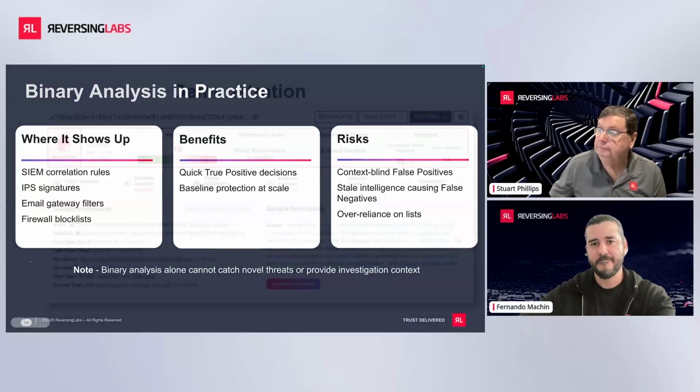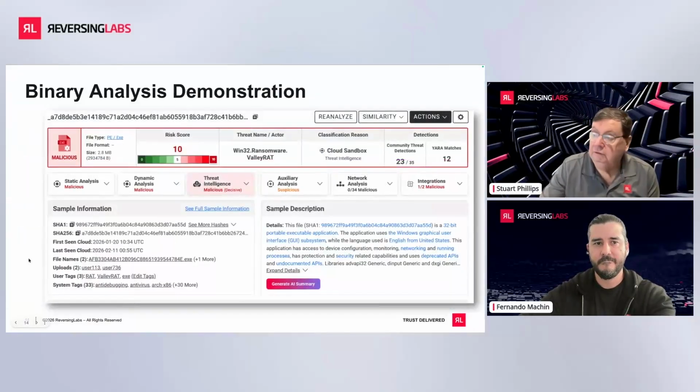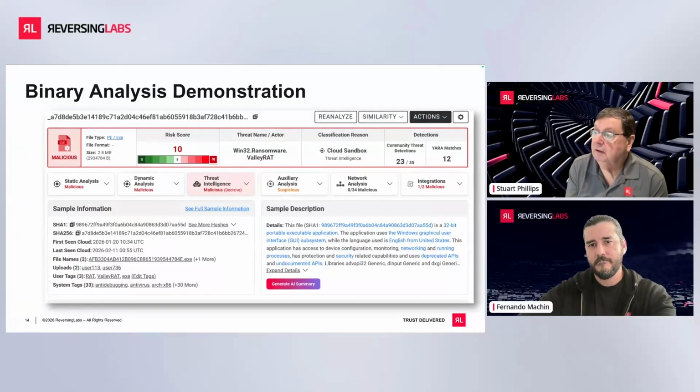Okay. So this is a screenshot from Spectra Analyze, and we'll be doing a Spectra Analyze demo at the end of this. But this is an example of a binary analysis in action. Here's a file that came in. We'll identify the file type, we'll identify the format, we'll perform a risk score on this, and we'll identify the threat actor.